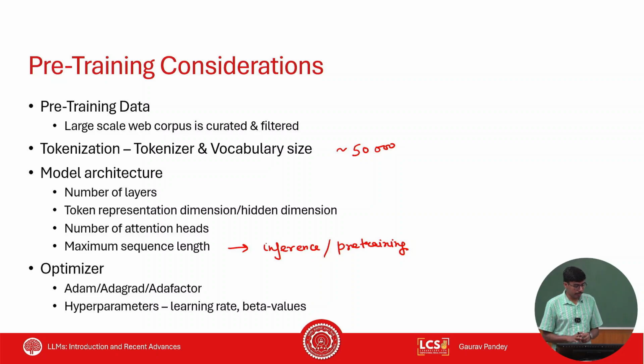And lastly, you want to consider which optimizer you want to use. Generally, people don't use SGD. People use Adam, AdaGrad, or AdaFactor for optimization. And what are the hyperparameters of the optimizer? Like what is the learning rate? If you're using Adam, AdaGrad, or AdaFactor, you will also have the beta parameters that you have to decide. So all these considerations need to be made, and each of them is a different topic altogether. But this is just an overview of what considerations go into pre-training a model.